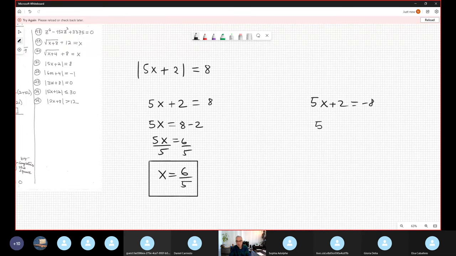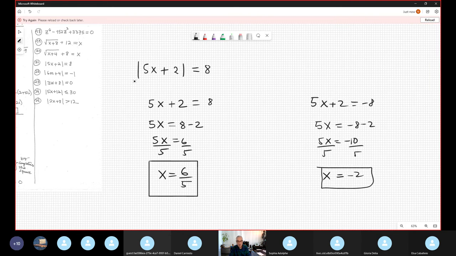Second, 5x is equal to minus 8 minus 2, which is minus 10. Divided by 5, negative 2. Wait, divided by positive 5, then negative. The solution is two solutions, 6 over 5 and negative 2. Good? Cool?